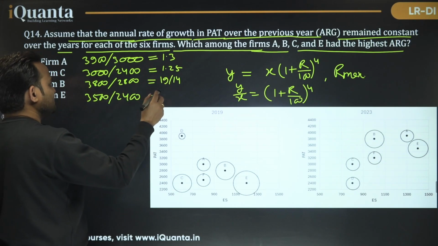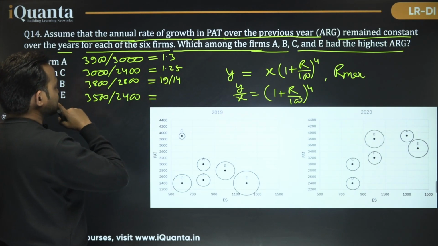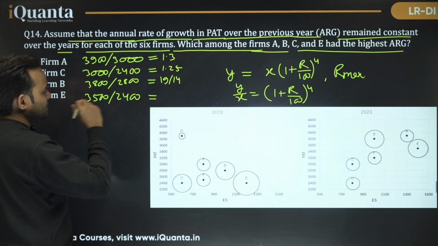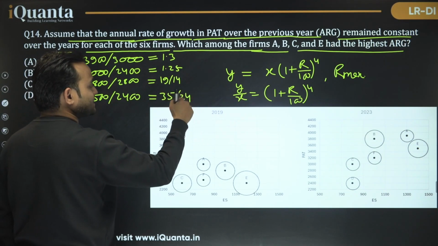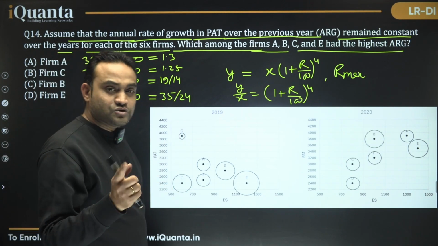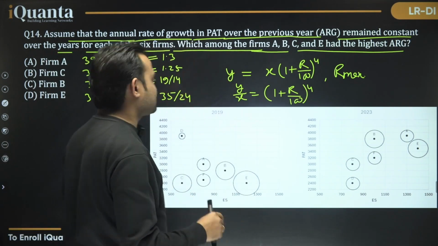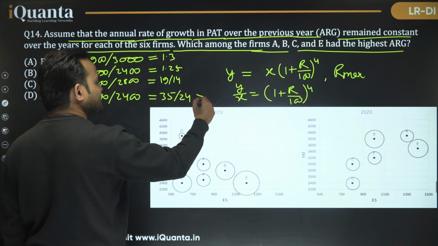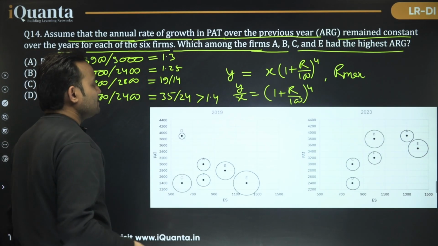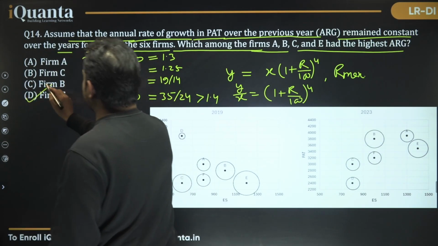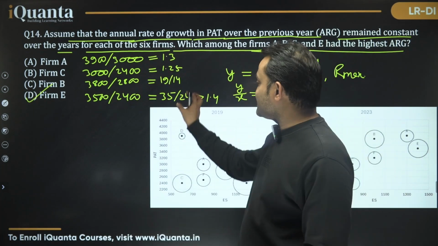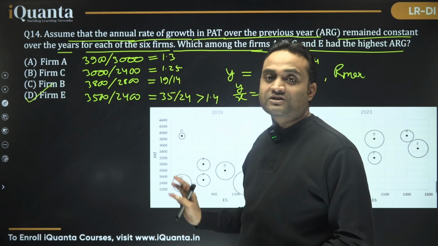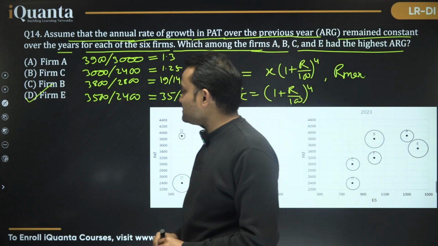This is what we can say, this will be 35 upon 24. So this value is greater, because 24 into 0.4 is 9.6. So this value is greater than 1.4. Can we say in case of firm E, the annual rate of growth will be the highest, because this value is the highest out of the rest of the values? So that is our answer, firm E.